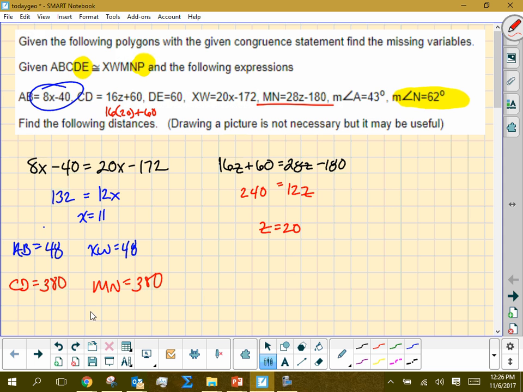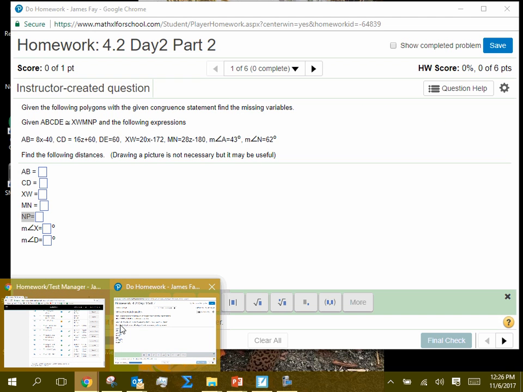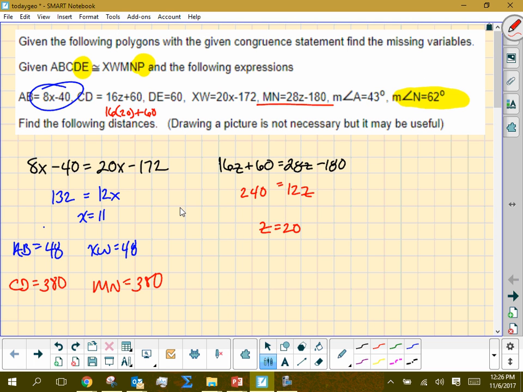Now they also ask on that question, what are angle X and angle D? Well, angle X matches up to angle, what over here? A. So the measure of angle X is 43, because that's what A was. And D matches up with angle N, right? So angle D's measurement is going to be 62. Does that kind of make sense to everybody?